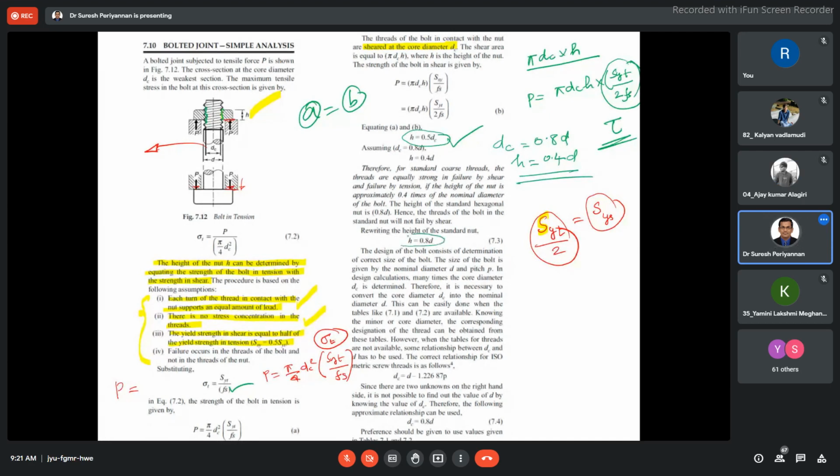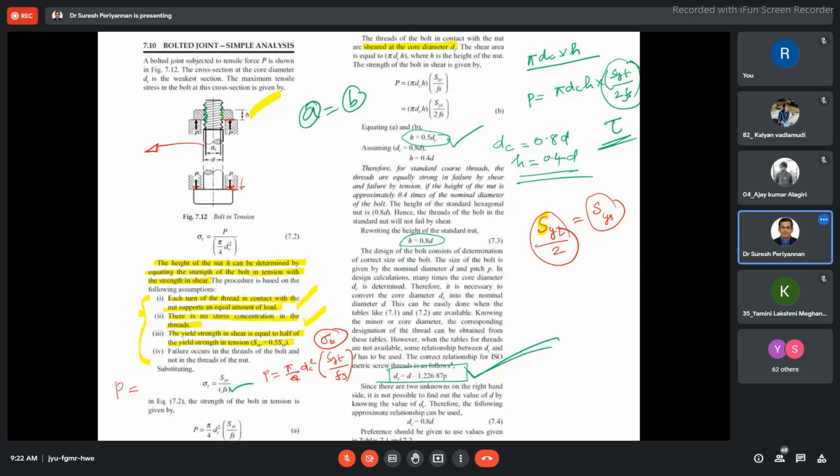We have to follow this: H is equal to 0.8 D, and DC is equal to D minus 1.22687 P. Suppose our threaded design, our bolt and nut design dimensions, are not available in the standard table because of our special application. Then we have to follow this to find out our DC or D.